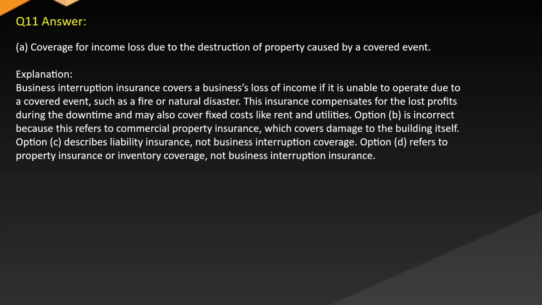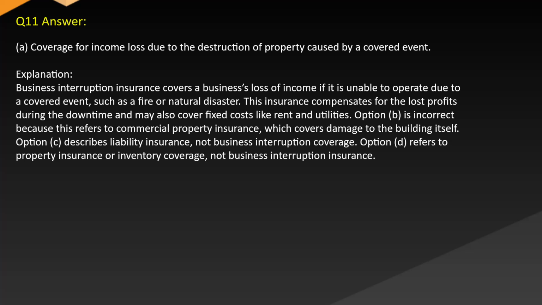Answer A. Coverage for income loss due to the destruction of property caused by a covered event. Explanation. Business interruption insurance covers a business's loss of income if it is unable to operate due to a covered event, such as a fire or natural disaster. This insurance compensates for the lost profits during the downtime and may also cover fixed costs like rent and utilities.